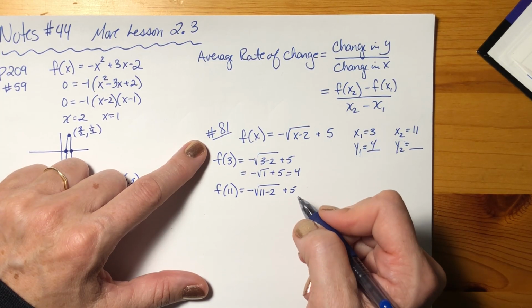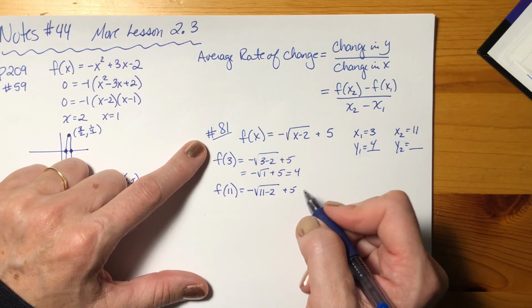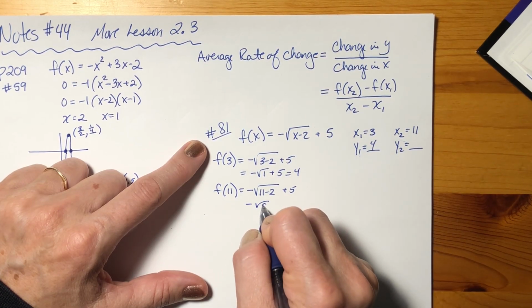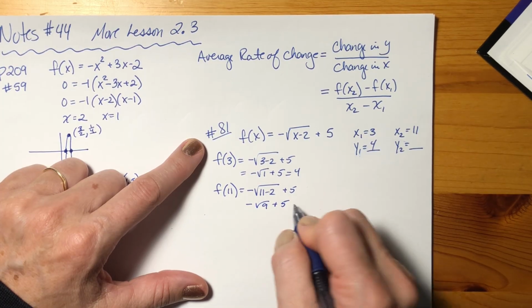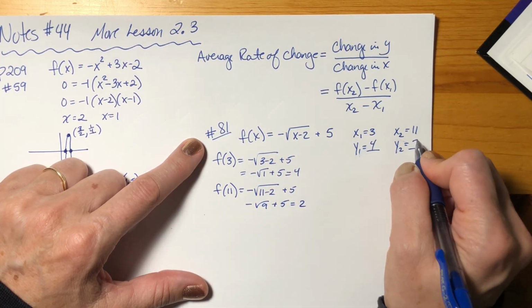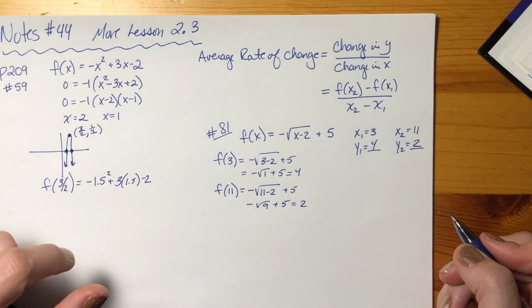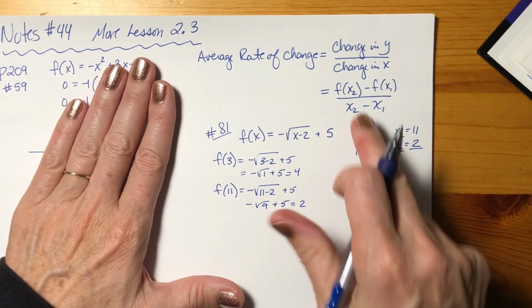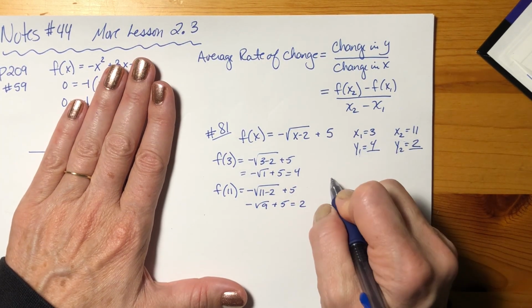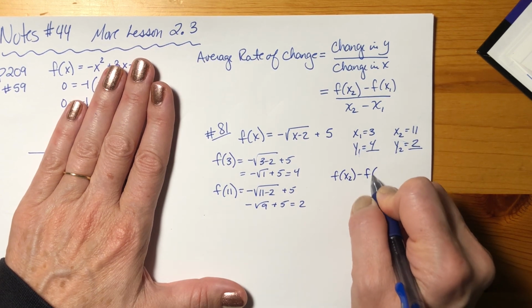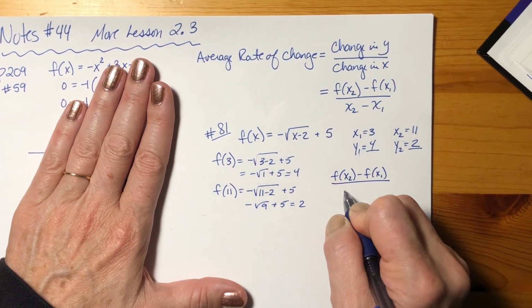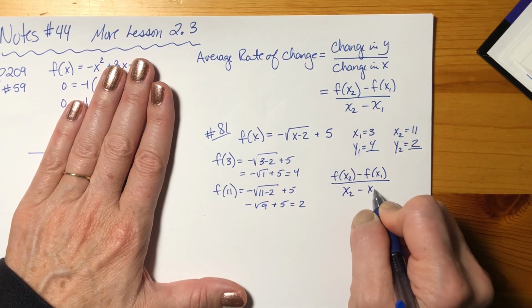11 minus 2 gives me 9. So I've got the opposite of the square root of 9 plus 5. That'll be negative 3 plus 5, which gives me 2. So I'll put the 2 up here, okay? Now I'm ready to use my formula. My formula says f of x2 minus f of x1 over x2 minus x1.